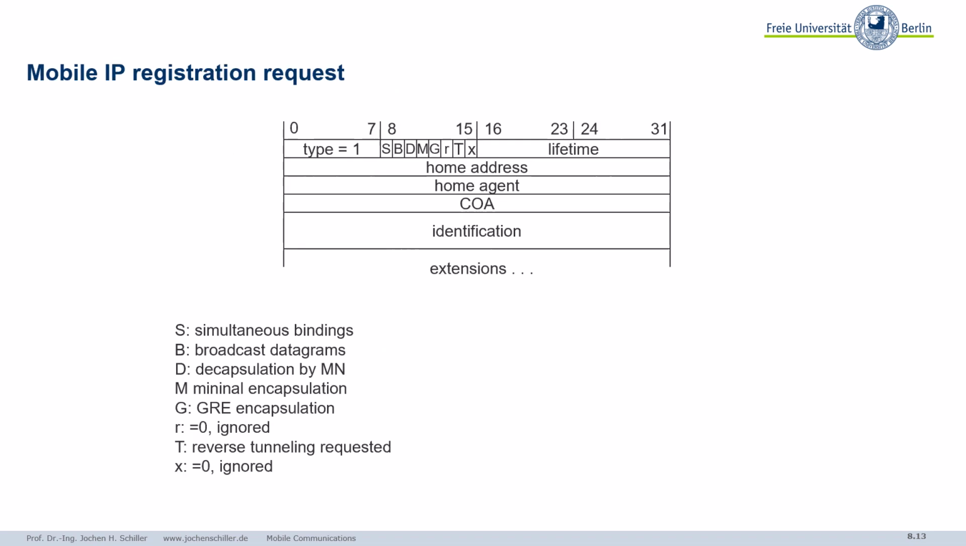Registration requests contain, as I explained, the care-of address. That means, hey, home agent, now this is the address where you can reach me. This is like when you move to another city, you tell your parents, this is my temporary address. So if there's anything arriving for me, please forward everything to this care-of address. That's part of the registration request.